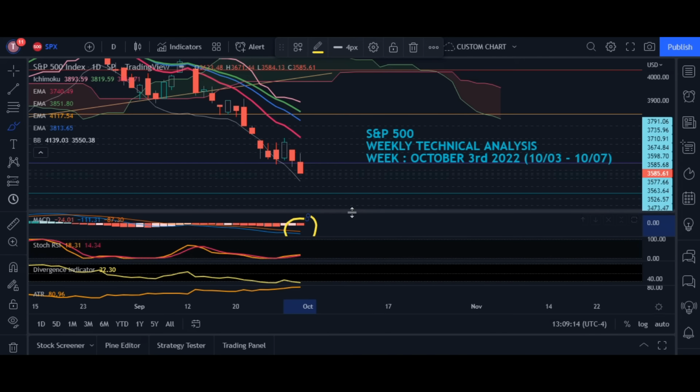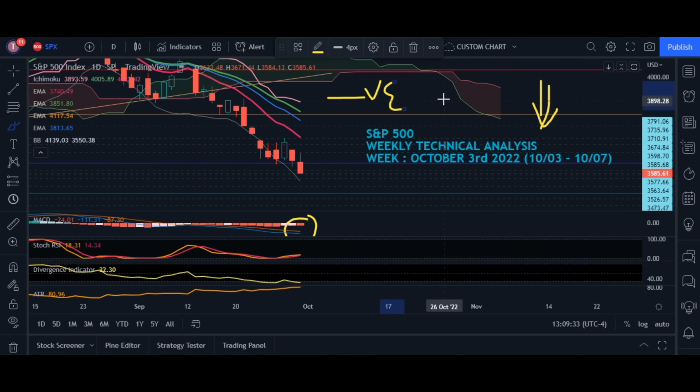MACD is less than the signal. There is not much difference. This means that the S&P 500 is bearish through the MACD. Secondly, the MACD and the signal both are negative. This means that MACD is heavily bearish. It is heavily bearish, right?